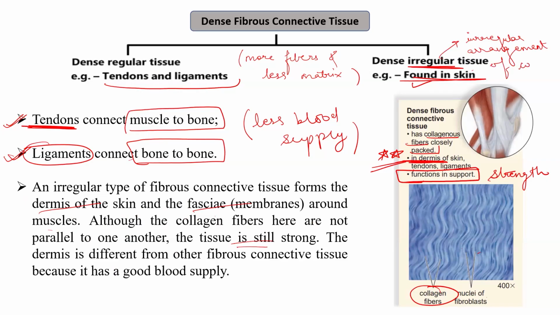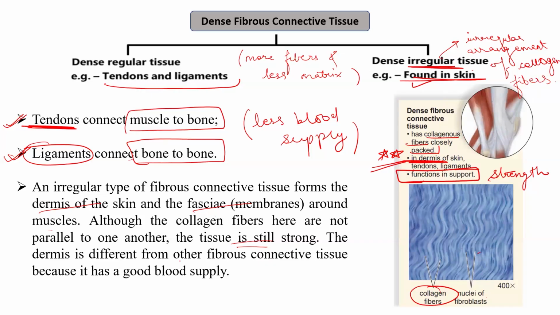The collagen fibers here are not parallel, in contrast to what we see in the regular connective tissue, right? So because of the irregular arrangement of collagen fibers, it is known as the irregular type of fibrous connective tissue. It is usually present in the dermis of the skin. It forms the dermis of the skin and the membranes around the muscles. Although the collagen fibers here are not parallel, the tissue is still strong.